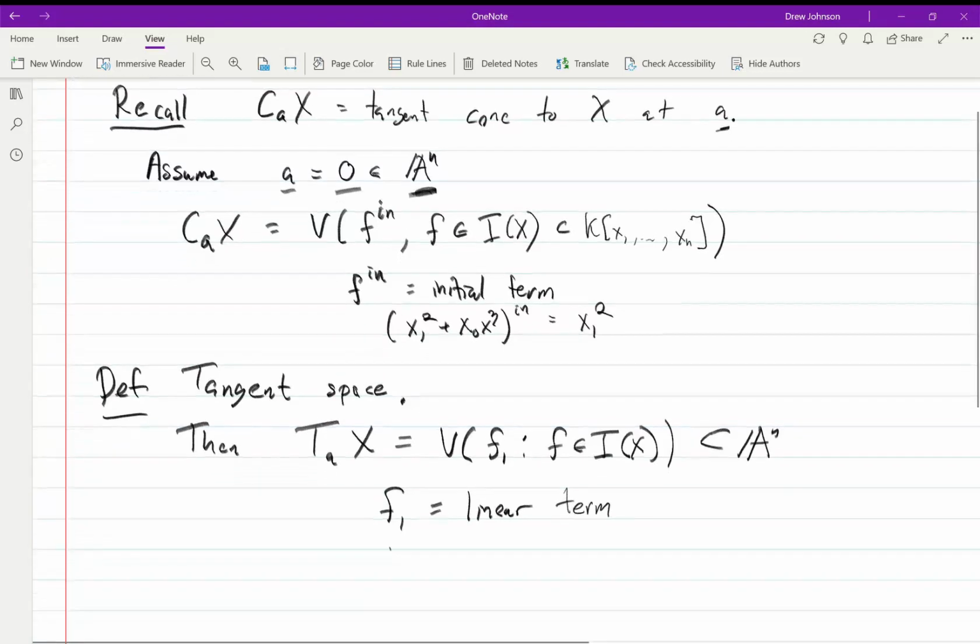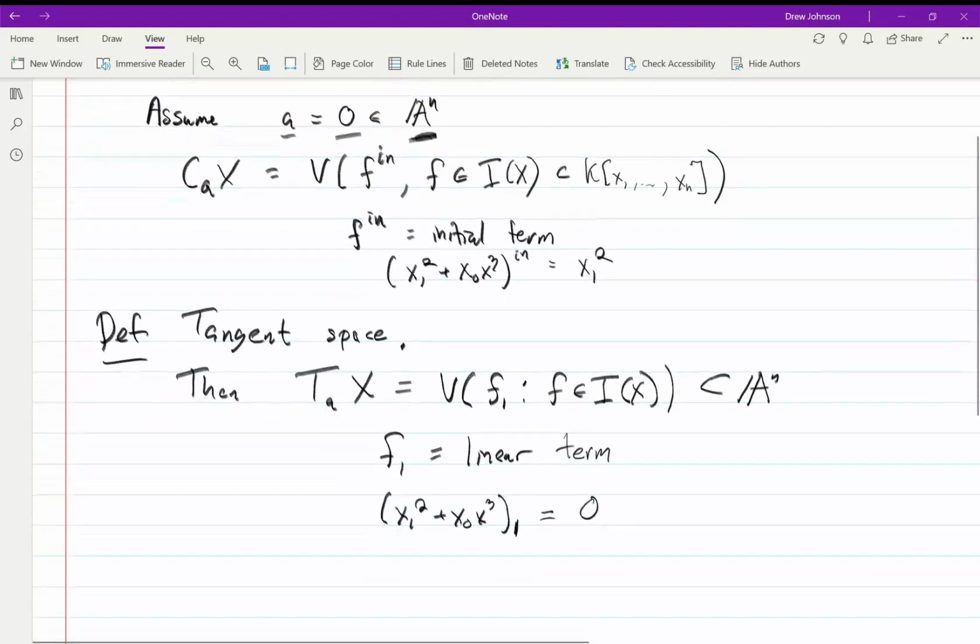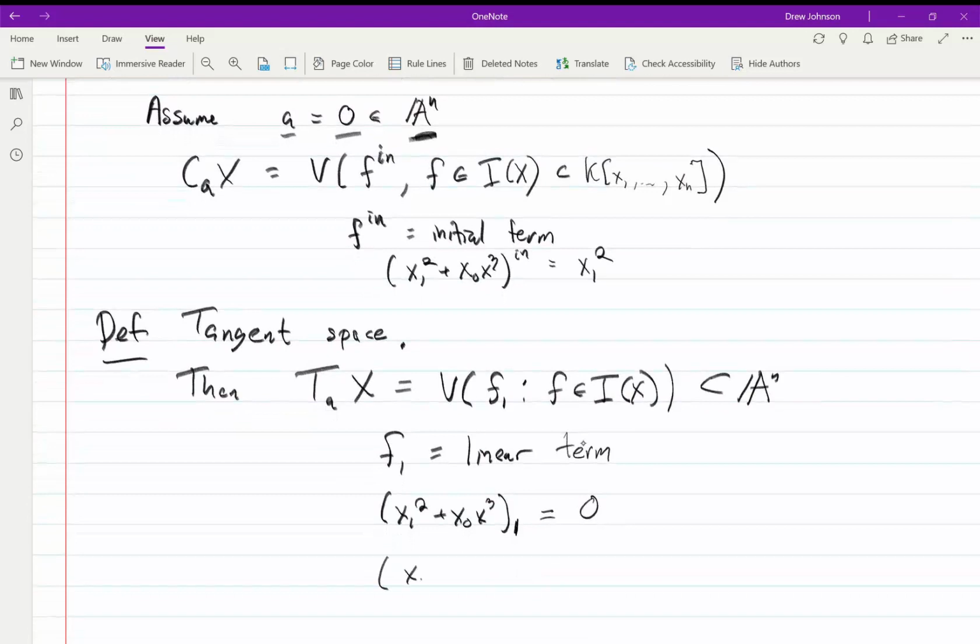Okay, so for example, if I had the thing I had before, the linear term of that is just 0 because there are no linear terms. So, something with an interesting linear term. If you take the f_1 of that, you just get rid of the higher order things. You get something like this.